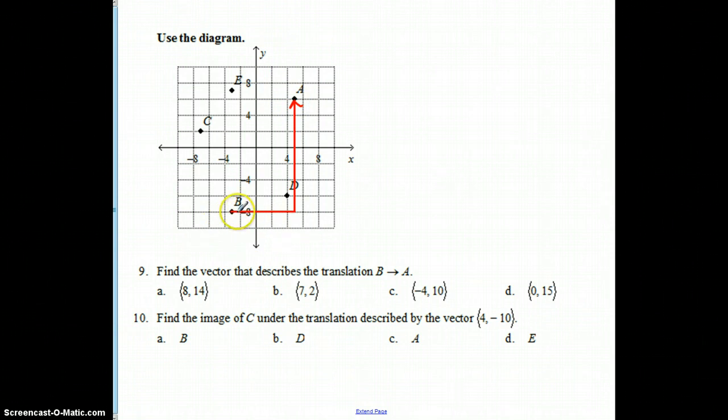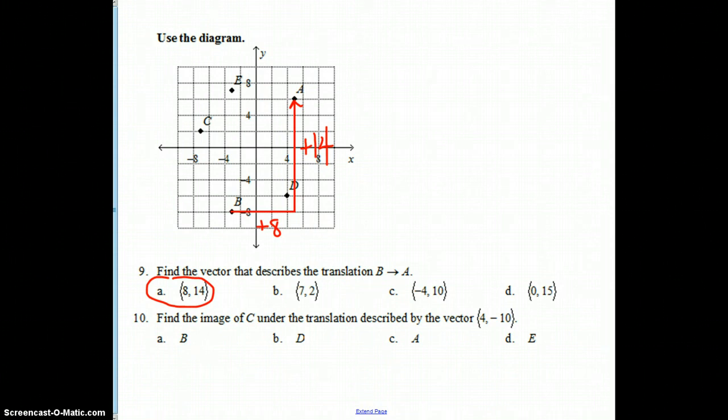So if I go this way, remember they're counting by 2's here. So 1 and then 2 would be 3, 5, 7, and 8. So I'd move over 8. Then up 2, 4, 6, 8, 10, 12, 14. So I would go 14 up. So that description would be (8, 14).